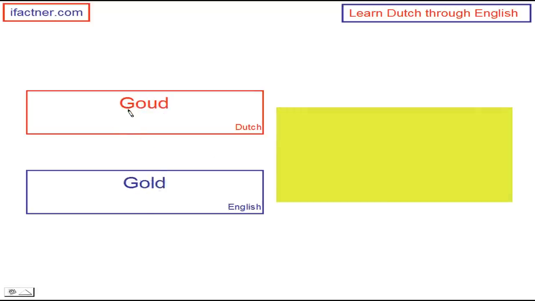Gold, goud. G, O, U, D, goud. Orange, oranje. O, R, A, N, J, E, oranje. Oranje is basically the official color of the Netherlands.